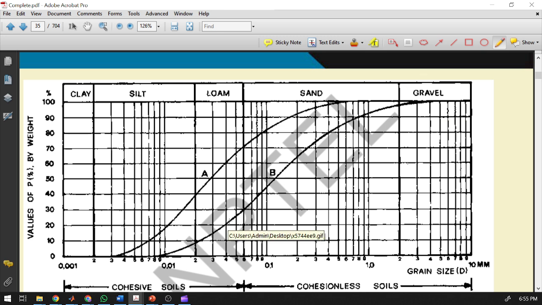Silt is not cohesive, as far as I know. One second.